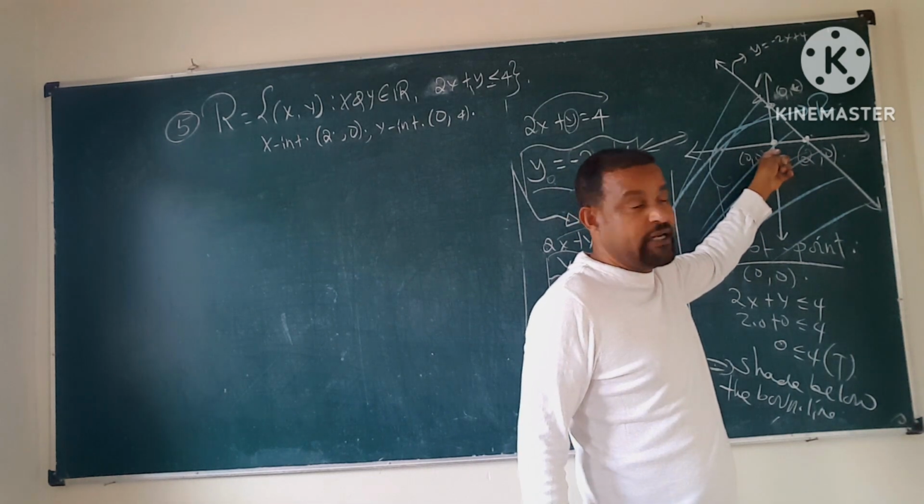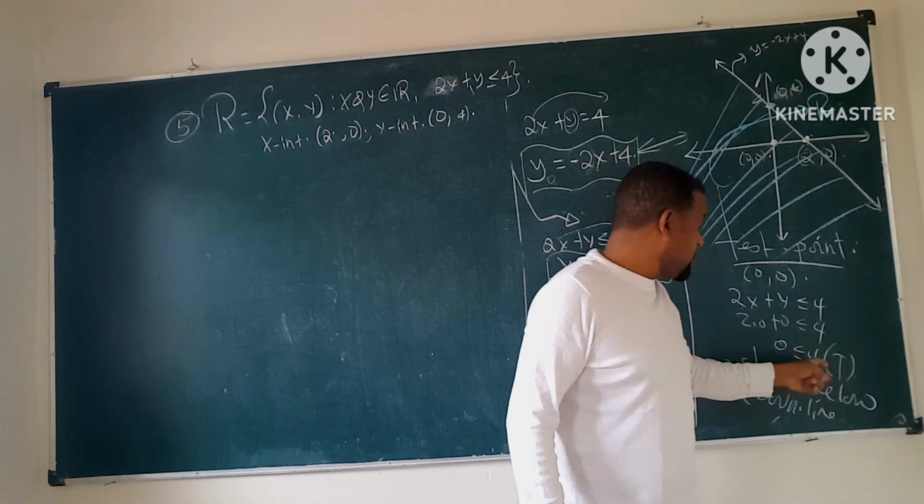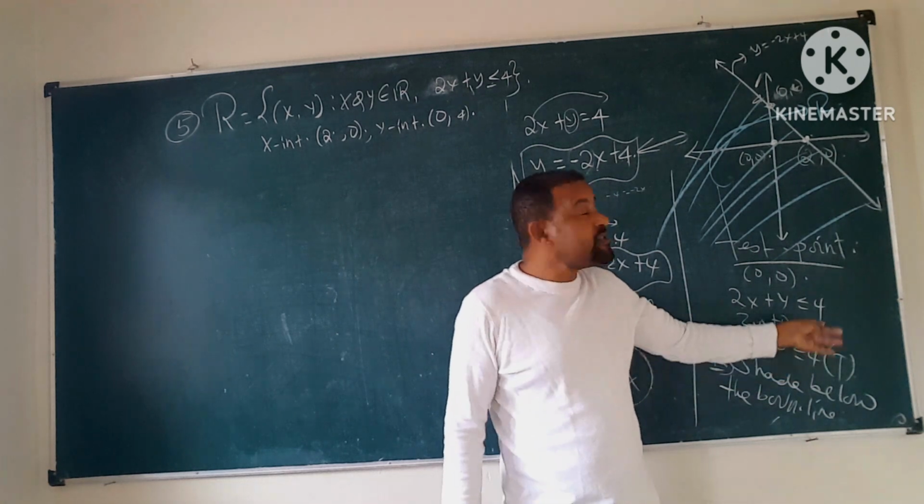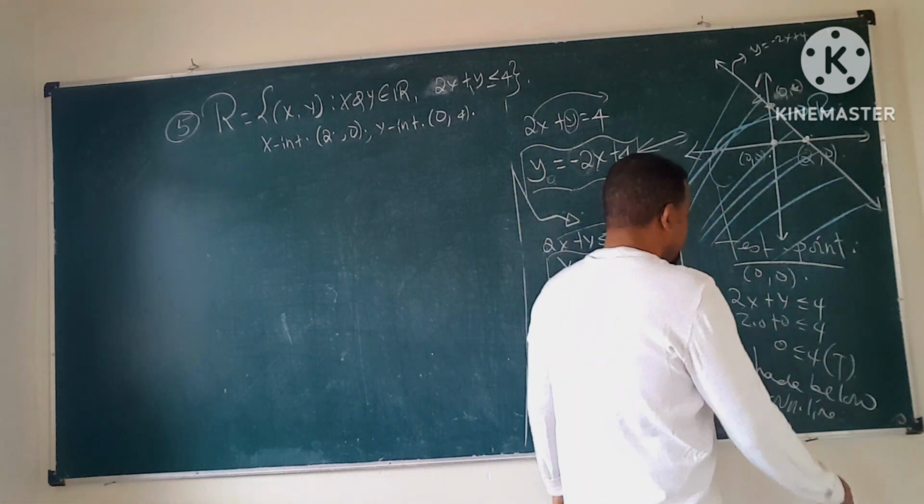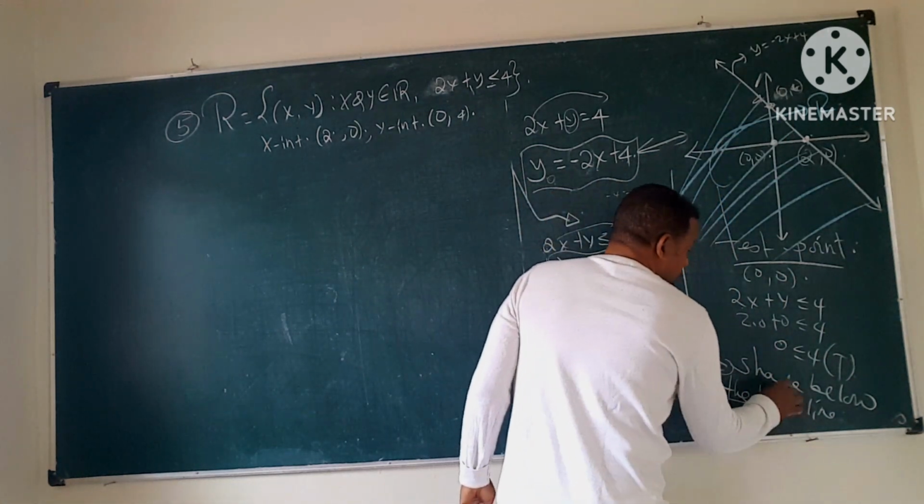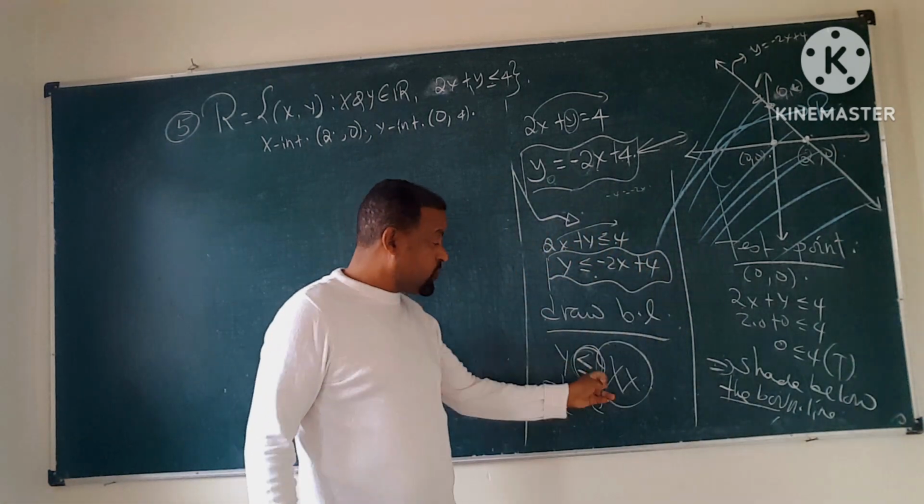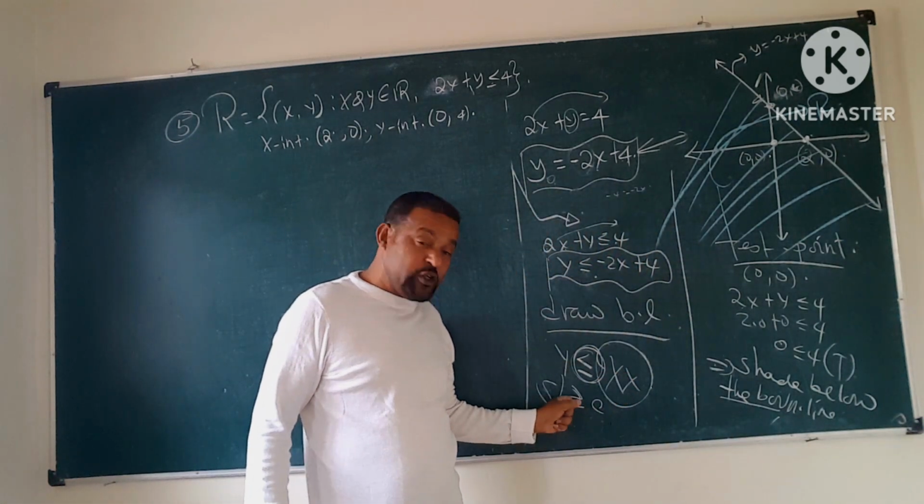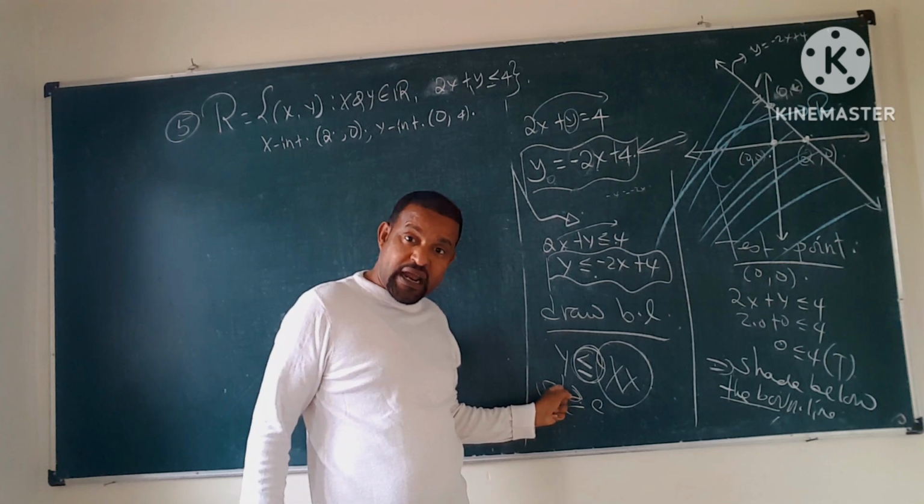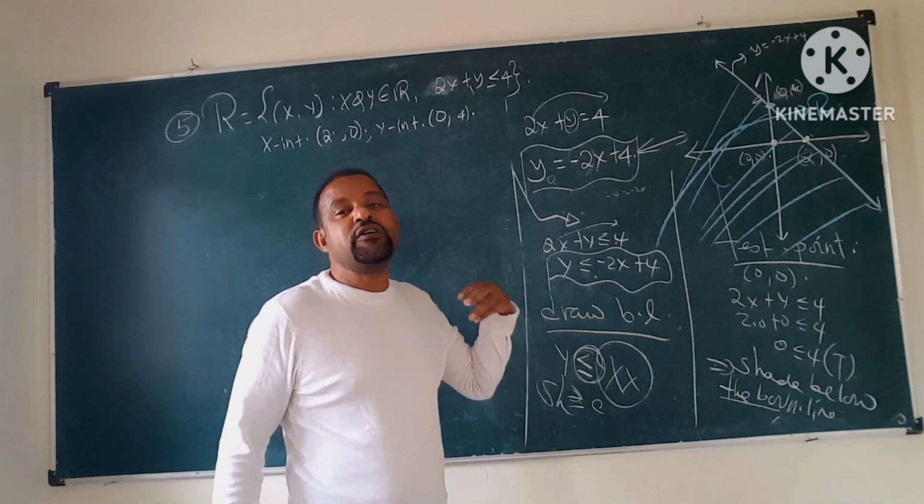If you put in 0, 0 is less than... but equality greater than, which is false. So it is on the other side. Okay, so if y is less than or equal to the expression, then you shade just below the graph, the boundary line. If y is greater than, then you shade above the graph.